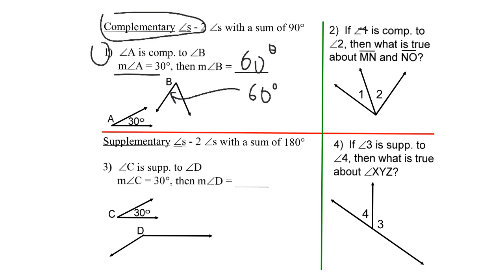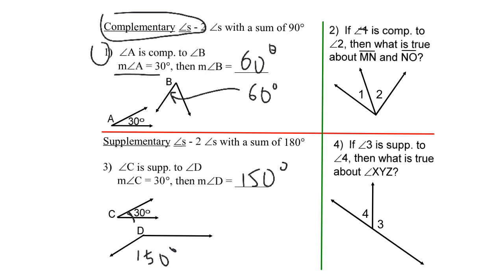The second definition, supplementary angles. Supplementary angles are two angles with a sum of a measure of 180 degrees. In other words, if two angles add up to 180 degrees, then they are supplementary. So if angle C measures 30 degrees, the measure of angle D would be 150. Why? Because 30 plus 150 equals 180.